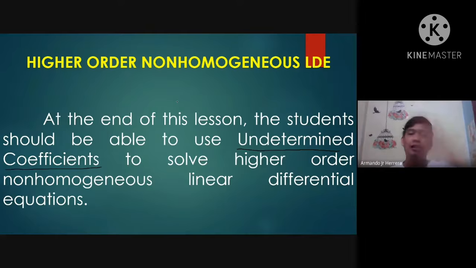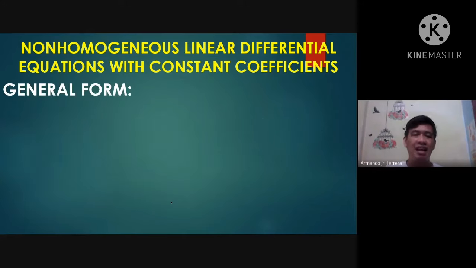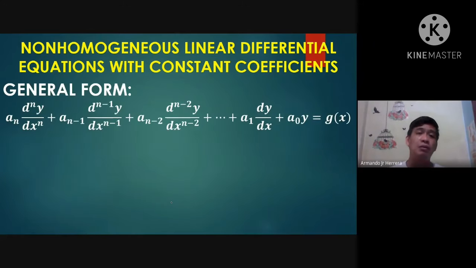So first is undetermined coefficients. Second ay reduction of order. And the third one is using variation of parameters. So under this, meron tayong 9 cases na kailangan mapagdaanan. So ang non-homogeneous equation or higher order LDE is said to be non-homogeneous if and only if g of x is not equal to 0.